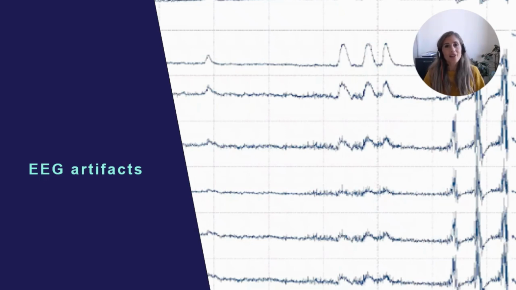Luckily, the artifacts are easy to spot because they have a particular shape. Blinking or eye movement creates these large waves. EMG activity, so muscle contraction, creates these sharp, irregular, fast spikes, while noise, for example from the electric supply, usually creates very regular waves in the signal.